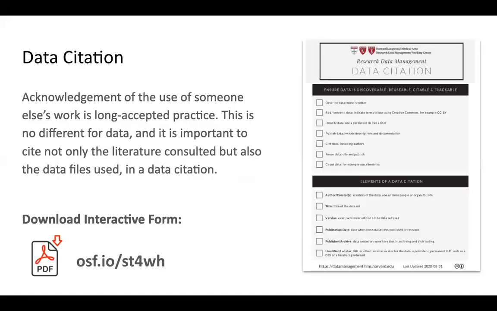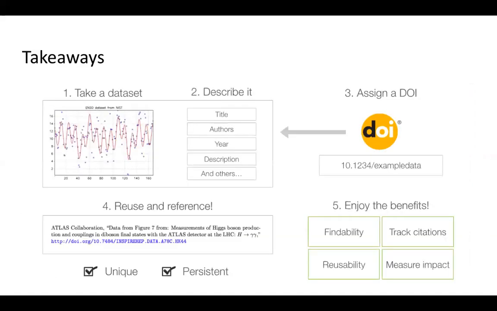So here is our final checklist of the summer series. This should help you get started with ensuring your data is discoverable, reusable, citable, and also trackable, and help you understand the elements of a data citation. You can download this checklist at the link provided in the slide. I will also send out the link in a follow-up email.